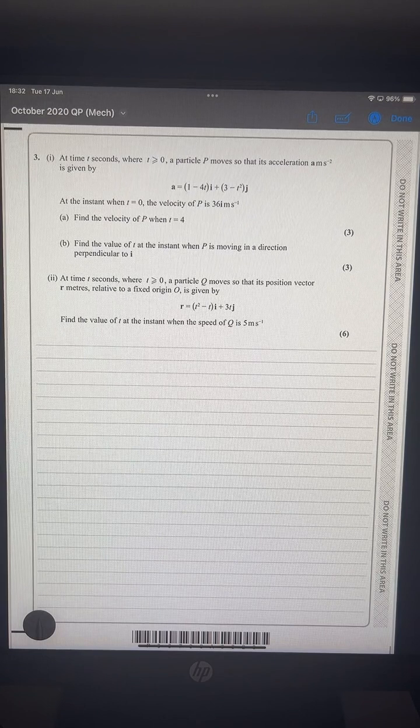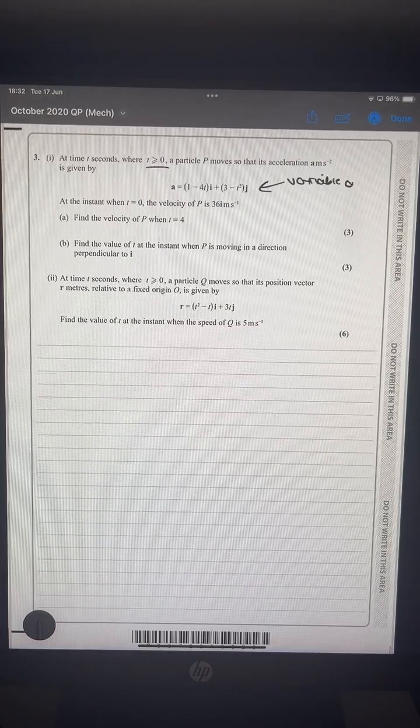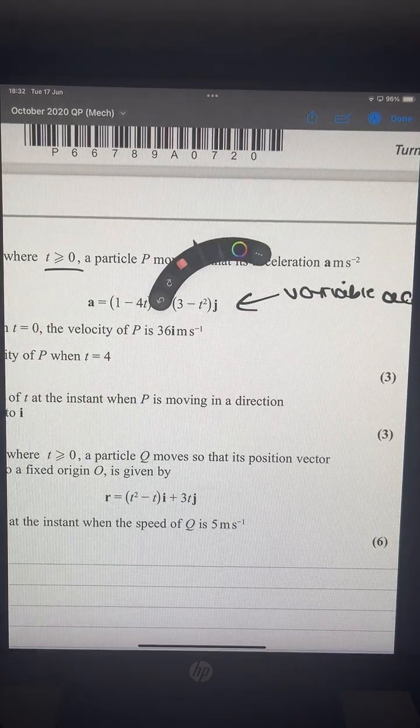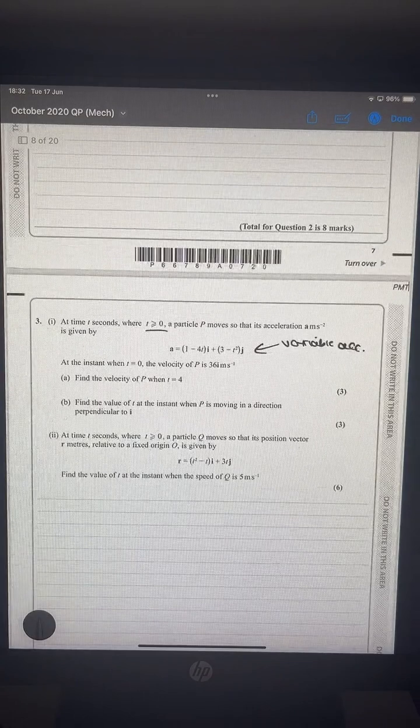All right, so ready to do a variable acceleration type question now. So at time t seconds, where t is greater than or equal to 0, it's sometimes helpful to look at the boundary conditions. A particle P moves so that its acceleration is given by this. This is variable acceleration. In your exam, I recommend writing down what type of acceleration it is. Why is it variable? Look, you've got t there and a t there, which means that the acceleration changes as the time changes.